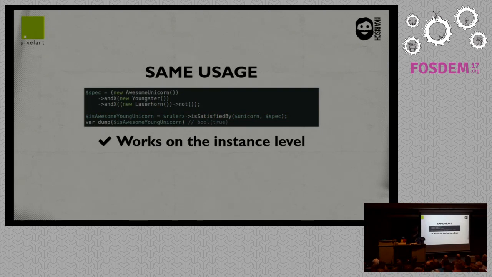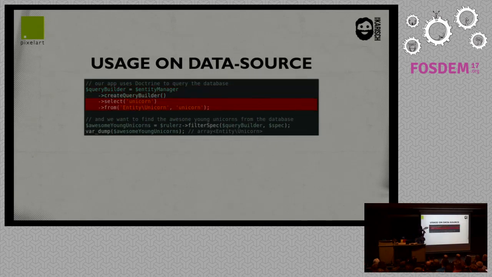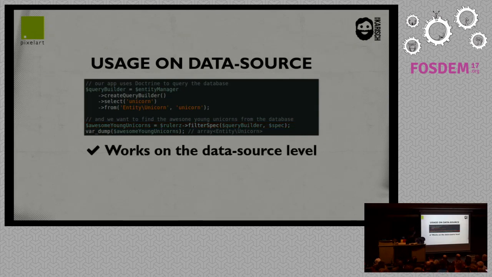But if you have a big database of Unicorns, thousands, ten thousands, you don't want to fetch 10,000 Unicorns into memory. You want to filter on the SQL level, on the database level directly. No problem. In this case with Doctrine, we create a query builder, select Unicorn from the Unicorn table, and ask rulers to filter this query builder with our specification and we get back an array of unicorns which satisfies our specifications. So in this case, rulers is building a query builder for you out of your business rules. And it works on the data source level, which means performance, performance. You don't want to fetch 10,000 unicorns into memory, as said. Okay, everything as promised before.